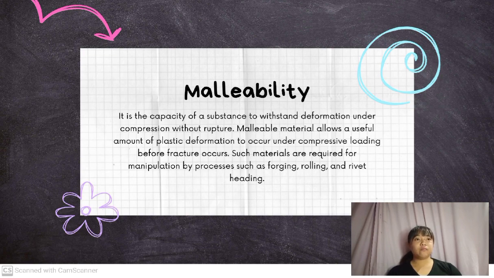While tensile strength measures how much pulling force a material can withstand, toughness assesses its ability to absorb energy before breaking. The flexibility relates to how easily a material bends without breaking, while malleability evaluates its ability to be shaped without fracturing.